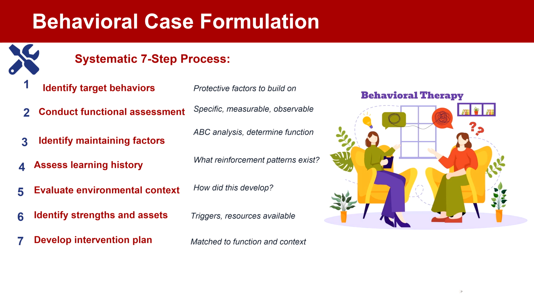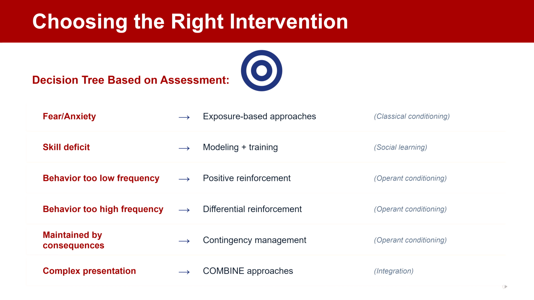Only after this comprehensive assessment do we develop the intervention plan, and that plan must match the function of the behavior. Choosing the right intervention requires clinical judgment based on the formulation. If the problem is primarily fear or anxiety based on learned association, we use exposure-based approaches rooted in classical conditioning principles. If there is a skill deficit, the person never learned how to do something, then we use modeling and social skills training from social learning theory.